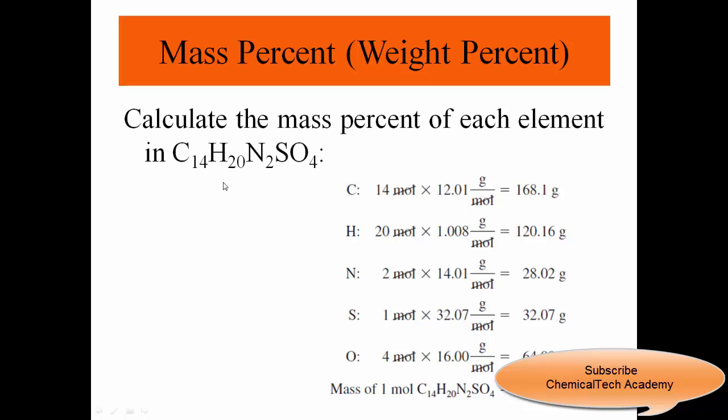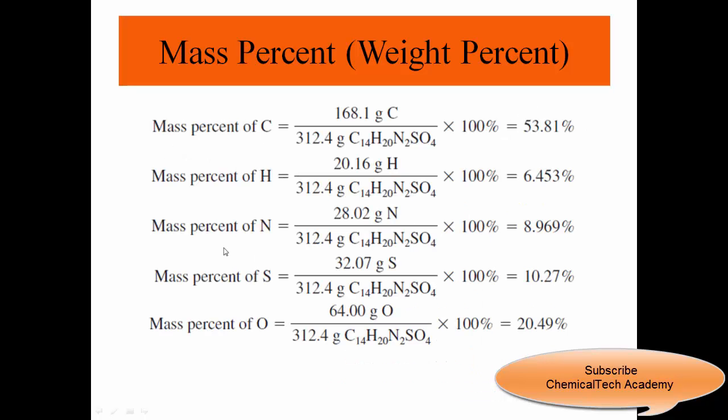So now let's calculate the mass percent for each element. For example, for the mass percent of carbon, we need to divide this number by this number. For hydrogen, this number by the total number, the molecular weight. For nitrogen, we need to divide this one by the molecular weight. Sulfur, divide this one by the molecular weight, and oxygen, same thing.